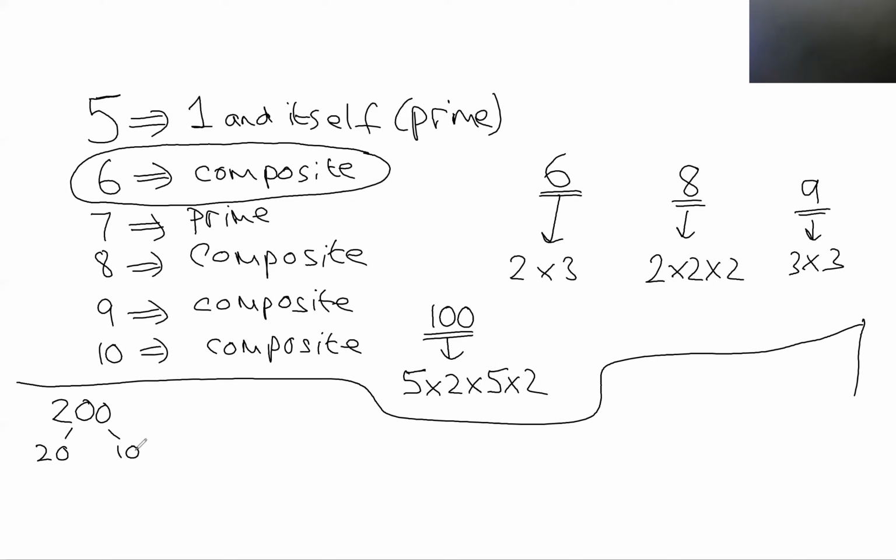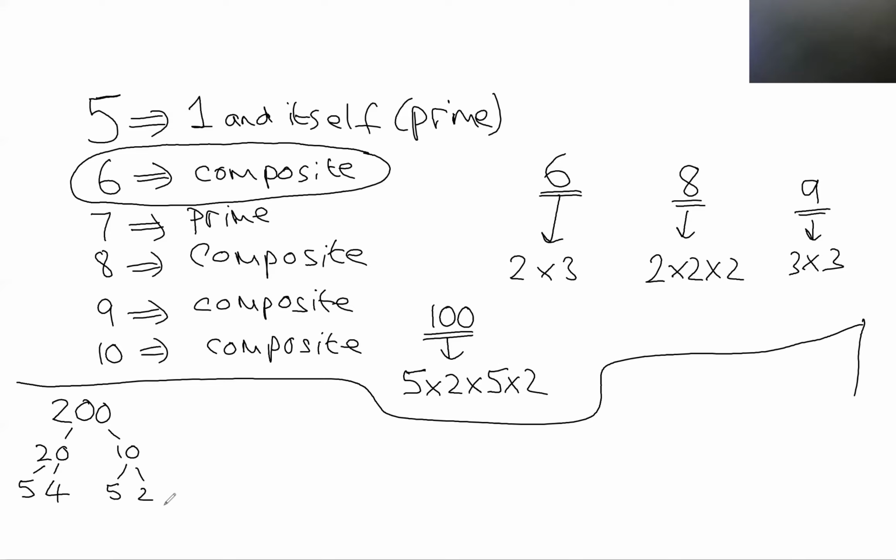Now, take your 2 factor pairs and break them down. So what 2 ways can we make 20? What 2 numbers make 20? You could pick 10 and 2, or you could pick 5 and 4. It doesn't really matter. And how could I make 10? Well, 5 and 2 seems the obvious one.